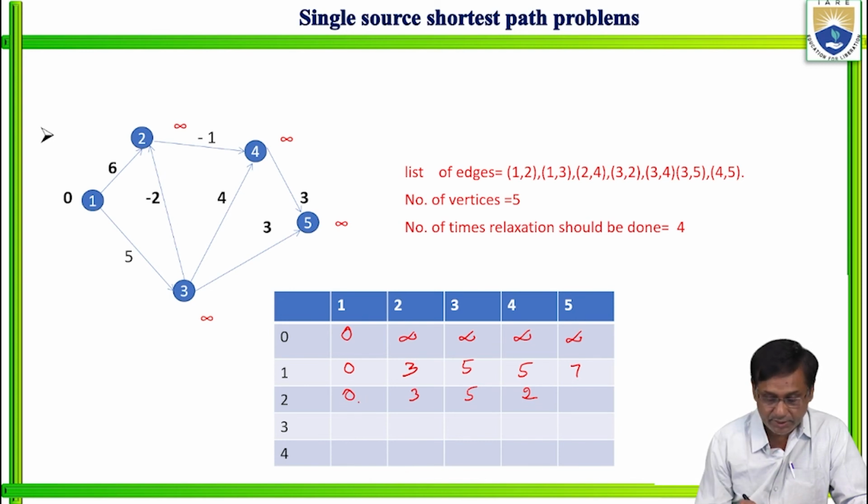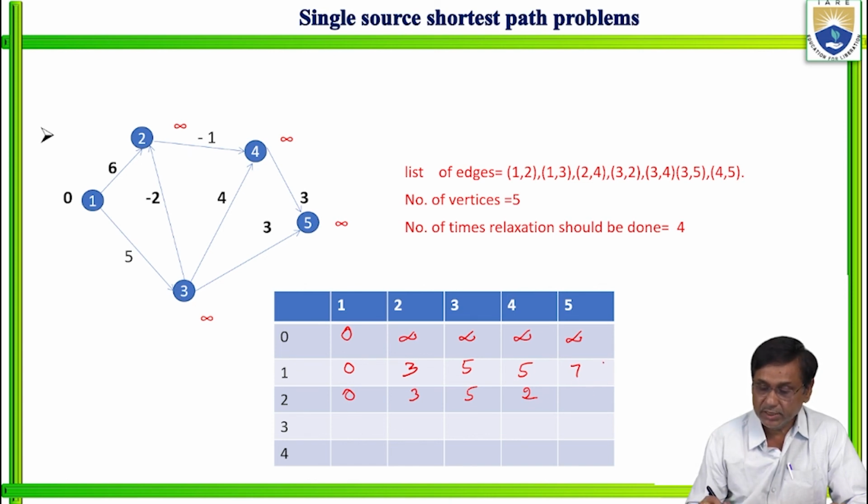So in the second iteration, this is 0. This is 3. Why is it 3? 5 minus 2 is 3 only. Then next one, 1 to 3. 1 to 3 is 5 only, no change. Then 2 to 4. The value of 2 is 3. This is 3 minus 1, that is 2.